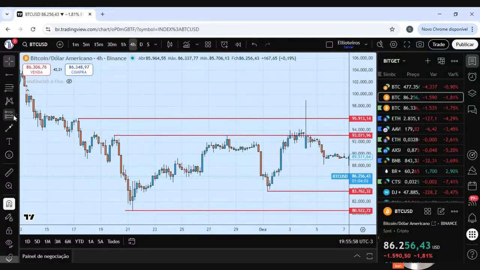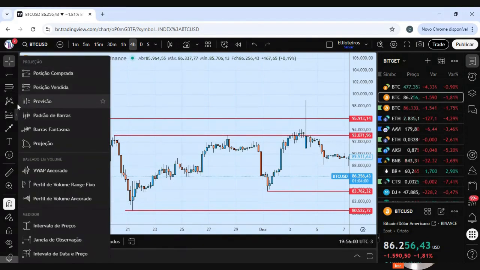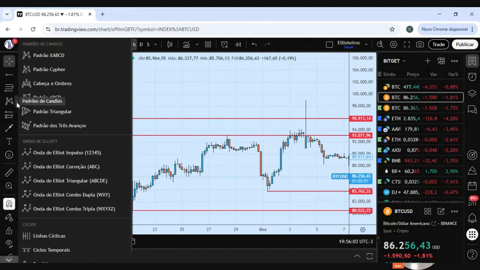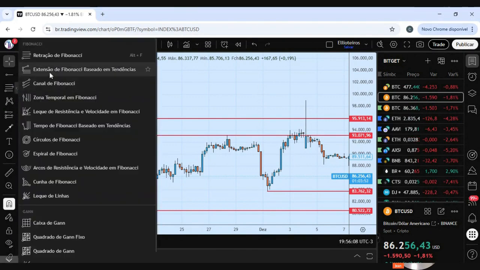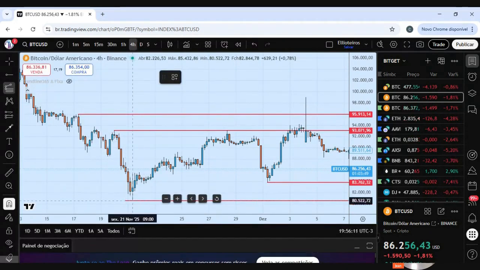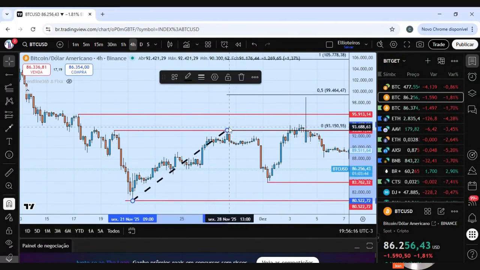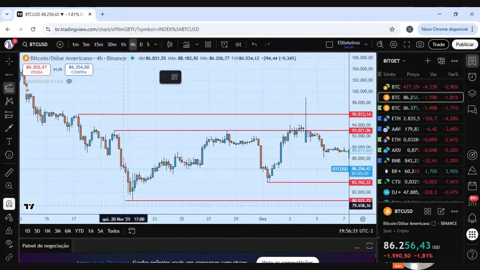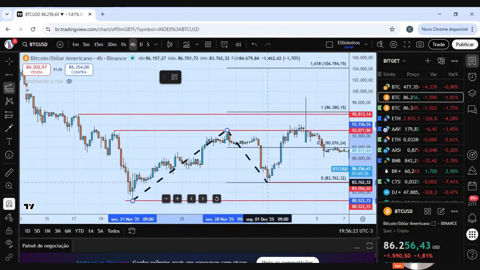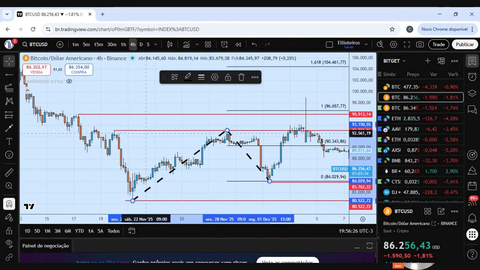And another reading that I use to analyze it is the Fibonacci extension. Within TradingView, you'll look for the icon with the Fibonacci extension here and mark the lowest point of the move, then the highest point of the move, and then the subsequent low. Low, high, low. Take a look here now.